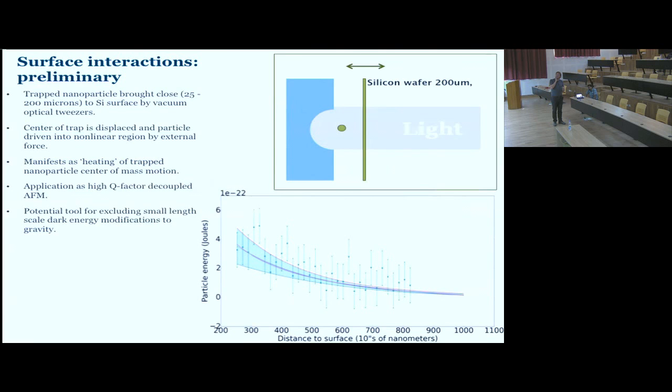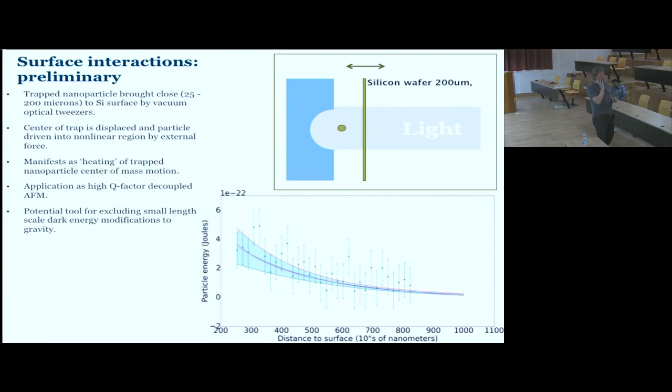And now you have a silicon wafer here, which is transparent to 1550 laser light. And you trap the particle, and then you basically move the silicon wafer closer and closer to the position of the particle. This is what's shown here. What is plotted here is some sort of, I would call it, an anharmonicity effect.